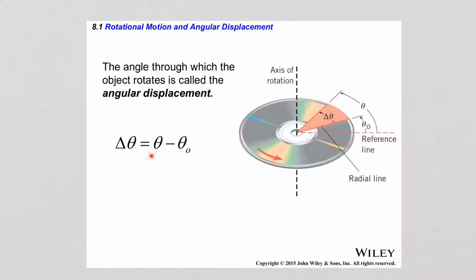This definition of angular displacement is very similar to the definition we had for linear displacement, which stated simply that the linear displacement is equal to the final position minus the initial position. So you can see how there is a parallel between the two concepts, and we will see later that there will be more parallels between linear and rotational kinematic quantities.